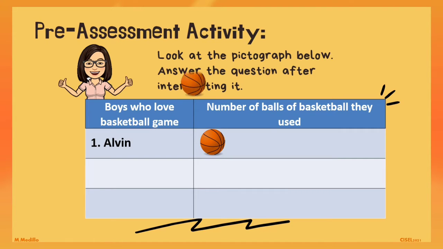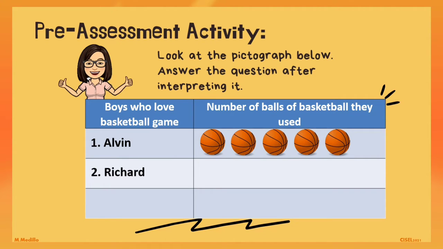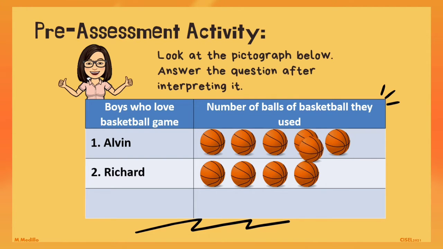1, 2, 3, 4, and 5. Next is Richard. He used 1, 2, 3, 4, 5, and 6 balls. And the last one is Pablo. Let's see how many balls he used in the game.